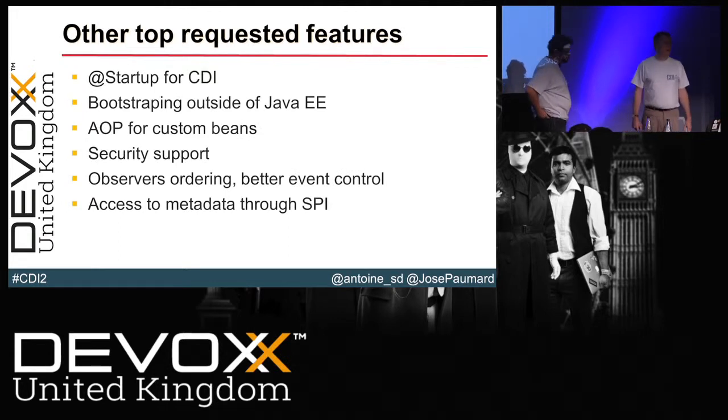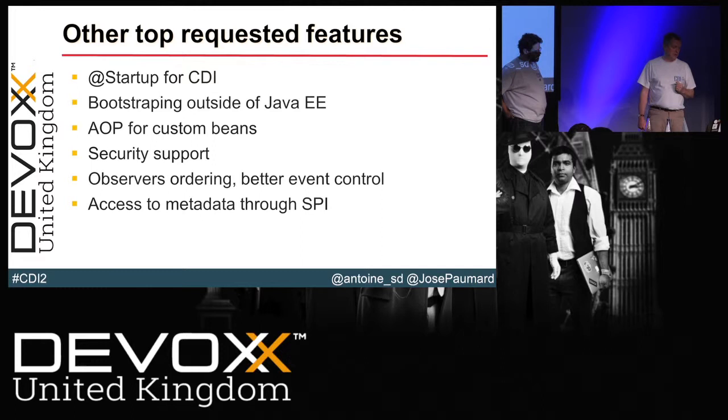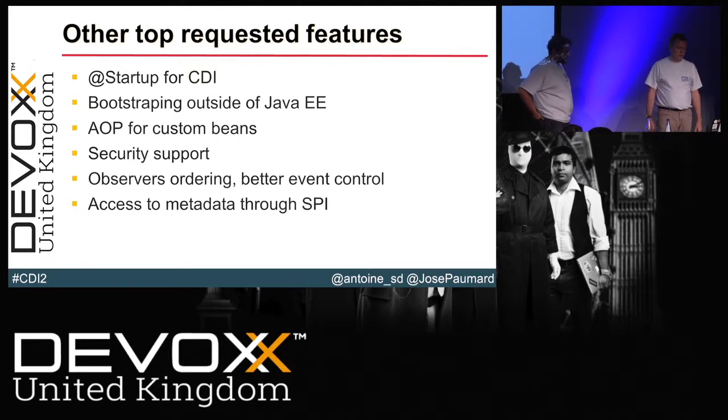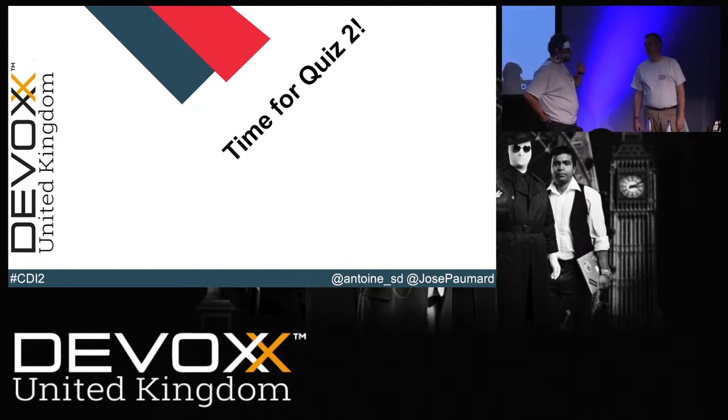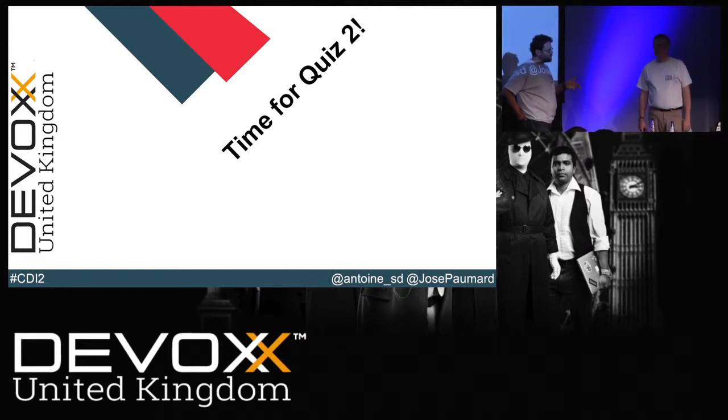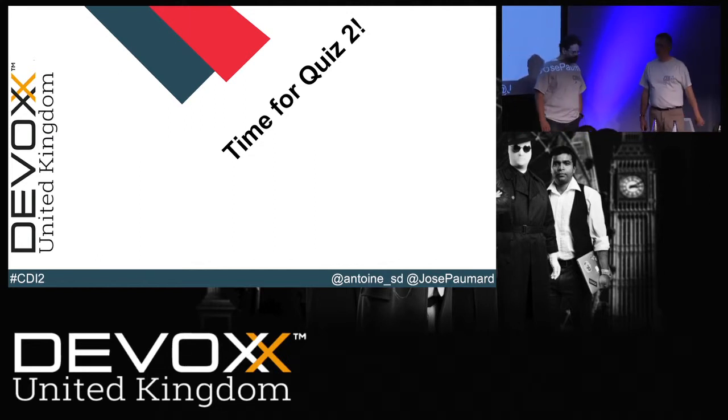Other top requested features: bootstrapping CDI outside of a Java EE container, AOP for custom beans, we're going to talk about that, and security support. We are not going to talk about that much more because it's not done yet, but it's on the way. Observers ordering, this is part of the event bus. We're going to talk about that too. And access to metadata through the SPI, which is also something we are going to talk about. Regarding security, we are waiting to see the work done by the new security specification to avoid duplicating the work. There is a security expert group, and by the way, they are talking just after us.